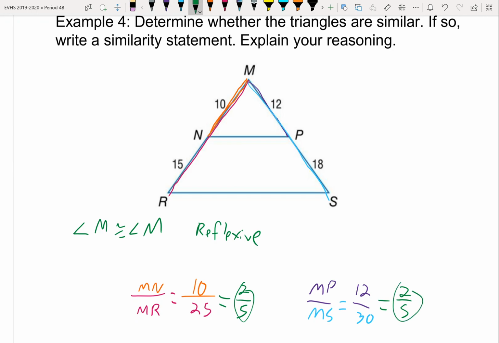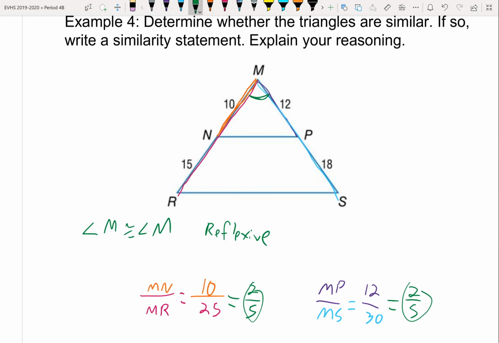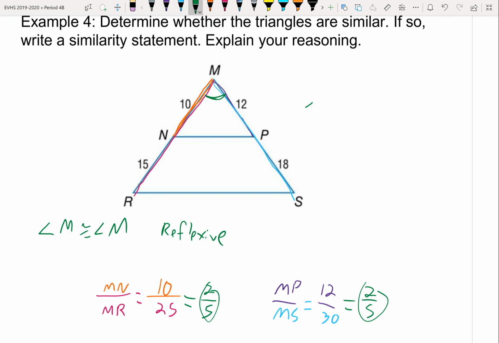And so I've got a set of sides on the left, a set of sides on the right, and then my included angle, which means that triangle NMP is similar to triangle RMS. N is going to correspond to R. M corresponds to itself, and then P corresponds to S, and that is by side angle side similarity.